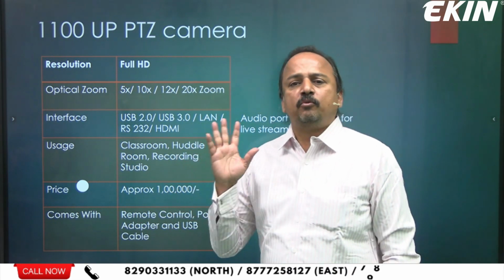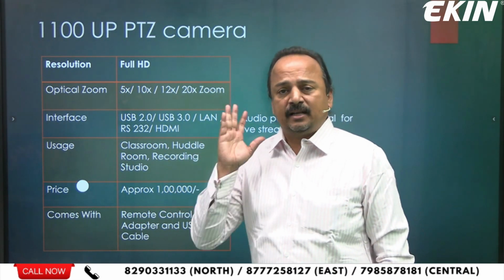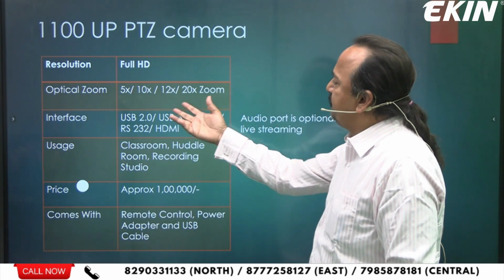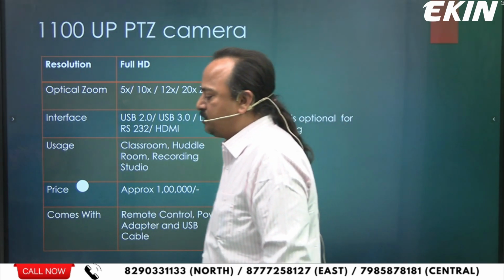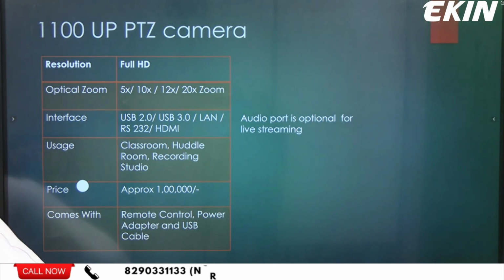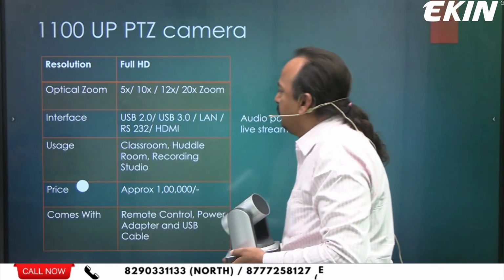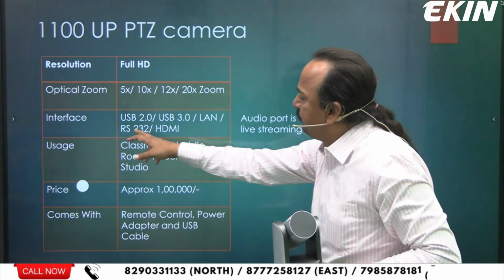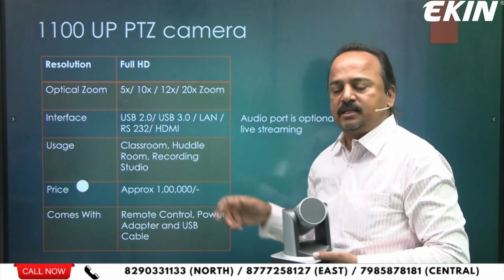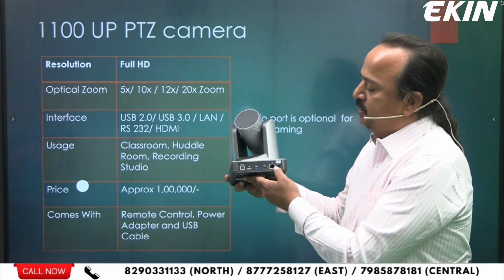Normally you don't need more than a full HD resolution inside a VC room or a classroom. Optical zoom, we have the option of 5x, 10x, 12x, 20x optical zoom. So there are different types of options available as far as optical zoom is concerned. And then it has wonderful interfaces: USB 2, USB 3, LAN, RS-232, HDMI. These are the interfaces available.